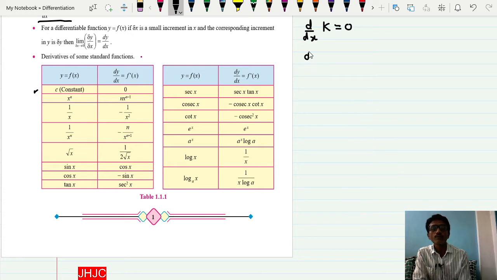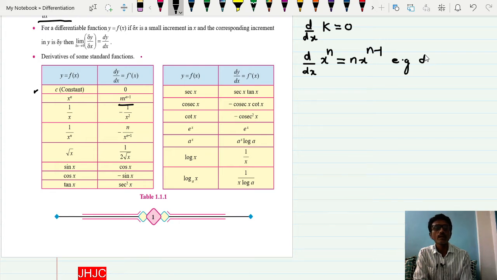Then derivative of x raised to power n is equal to n into x raised to power n minus 1. For example, here derivative of x raised to power 5 will be 5 into x raised to power 5 minus 1, that is 4.